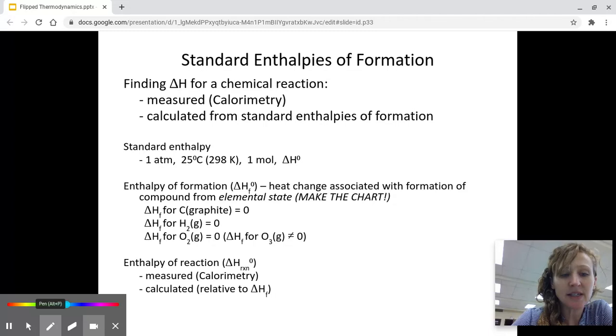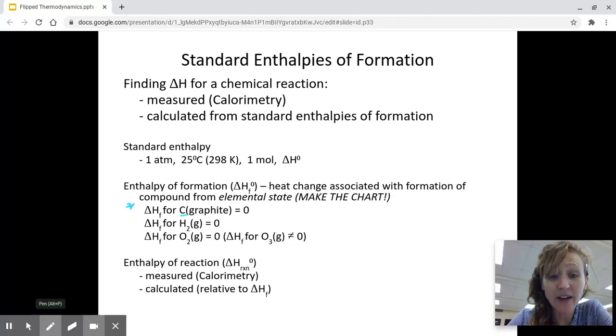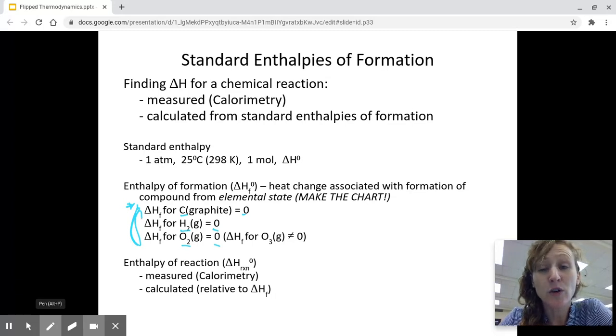Okay, so we can see a couple examples on this page. You can see delta HF for carbon. Graphite carbon is 0. Delta HF for hydrogen gas is 0. Delta HF of oxygen gas is 0. And that's because these are the elemental forms of those compounds. Now, delta HF for other forms of carbon, interestingly enough, even other solid forms, are not going to be 0. And we'll actually look at one of these examples coming up.